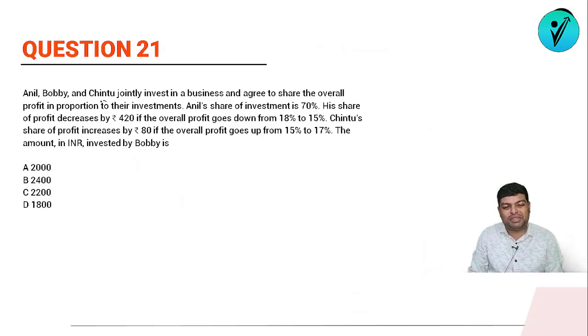Anil, Bobby and Chintu, basically ABC. A, B and C jointly invest in a business and agree to share the overall profit in proportion to their investments. That means whatever profit there is will be shared on the basis of investment: the more you invest, the more profit you get. Anil's share of investment is 70% of the total investment.